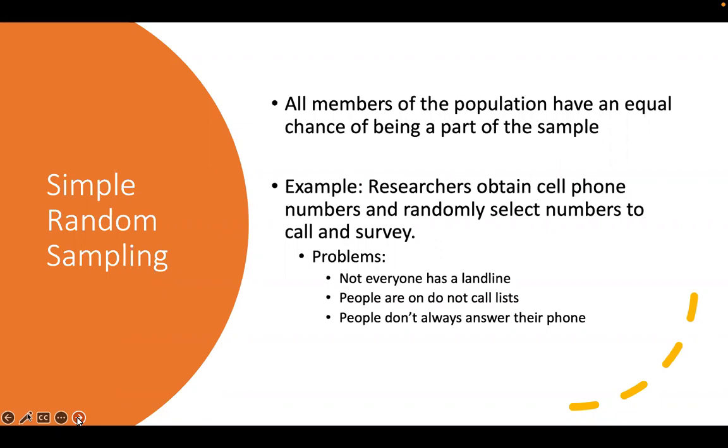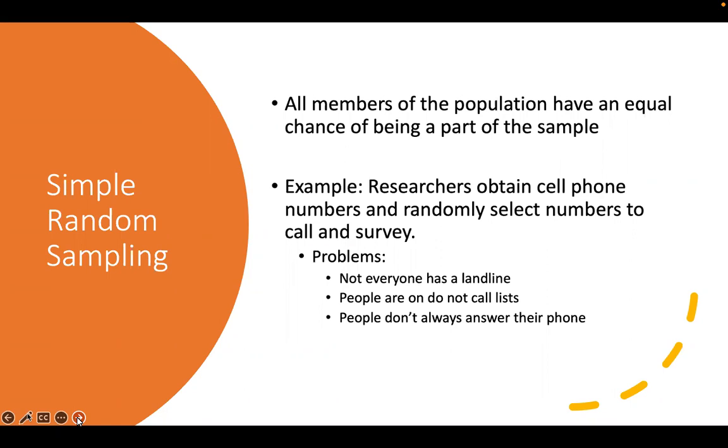Now the problems with this, in this particular example, not everyone has a landline. Some people are on do not call lists. People don't always answer their phones. And if you're trying to call and survey people, you're only going to talk to those who answer their phone, and if they don't hang up on you. So you might get a disproportionate number of maybe old people who are lonely and will talk to anyone.